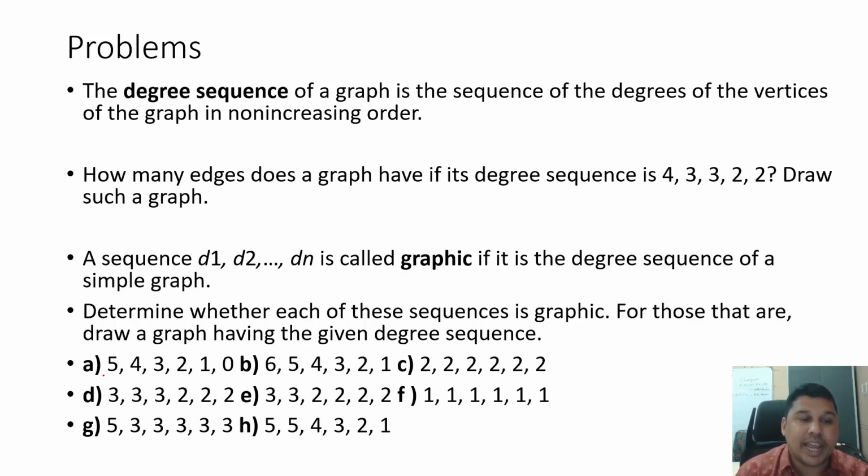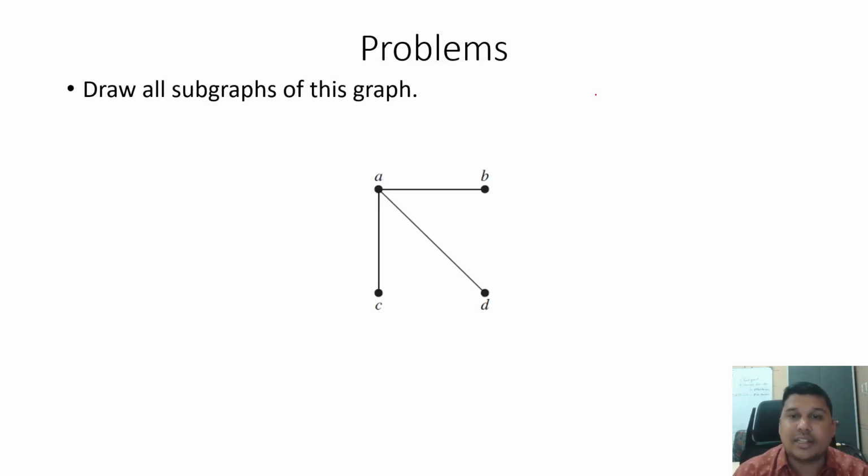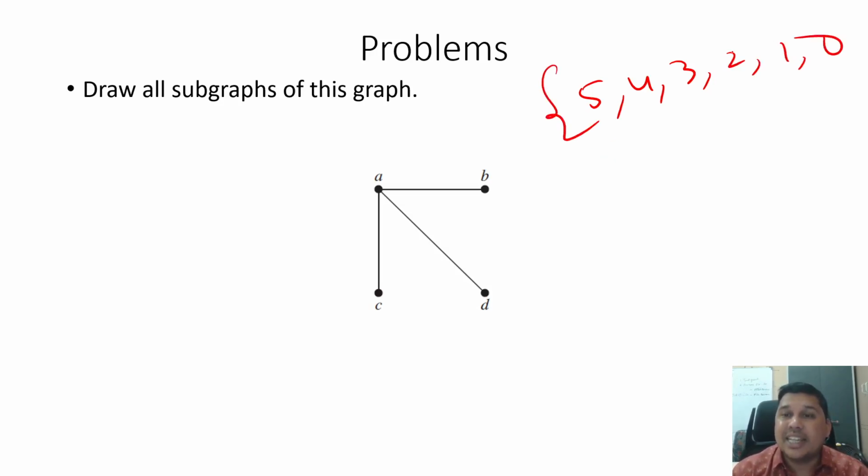Let's take example A. See, it is giving 5, 4, 3, 2, 1, 0. The degree sequence given is 5, 4, 3, 2, 1, 0. It means these are the degrees of the vertices of a graph. How many vertices are there? 1, 2, 3, 4, 5, 6. Let me draw 6 vertices here like this. Now, it can be anything. The first vertex has degree 5.